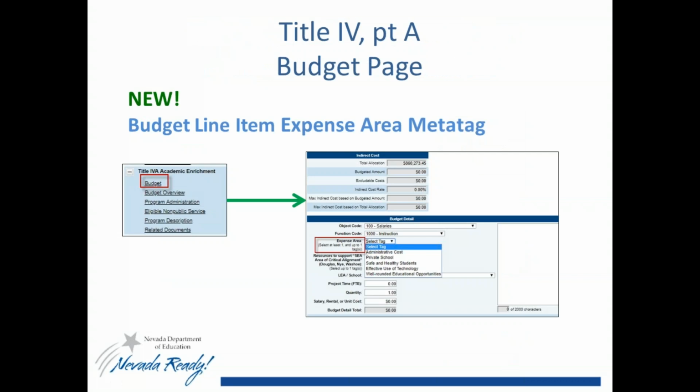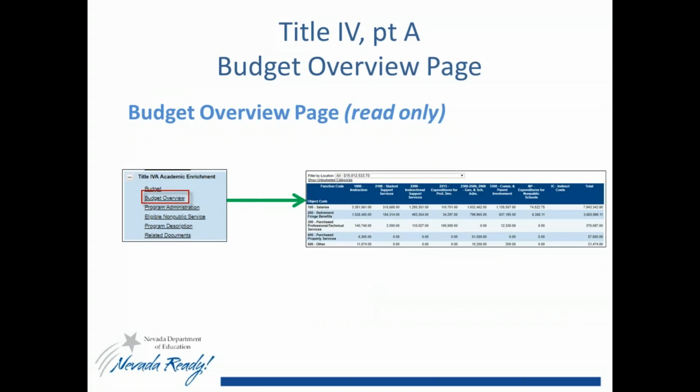So let's take a look at the first one, which is the budget page. As you can see in the screenshot, there's a new budget meta tag available in a drop-down menu. You will be required to select one of the expense areas available as associated to the expense detail identified in the budget line item. We'll look at this further during the demonstration. There's also a section that you might be familiar with if you manage other grants in the Consolidated Application, which is called the Budget Overview page. Once districts build out their budgets, stakeholders can review their budgets broken out by function code and object codes in a summary screenshot.